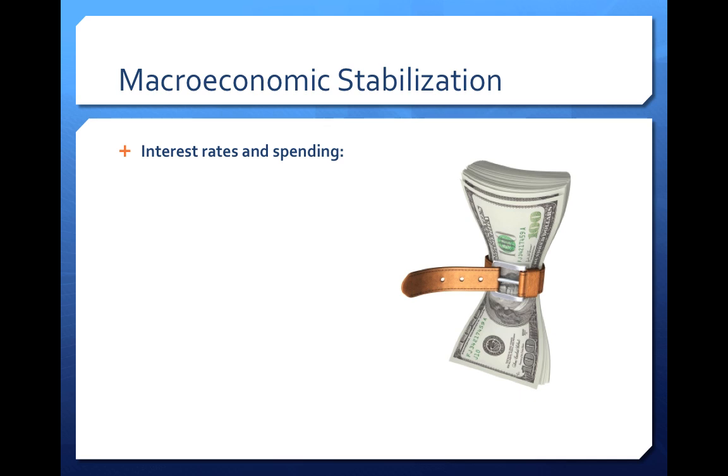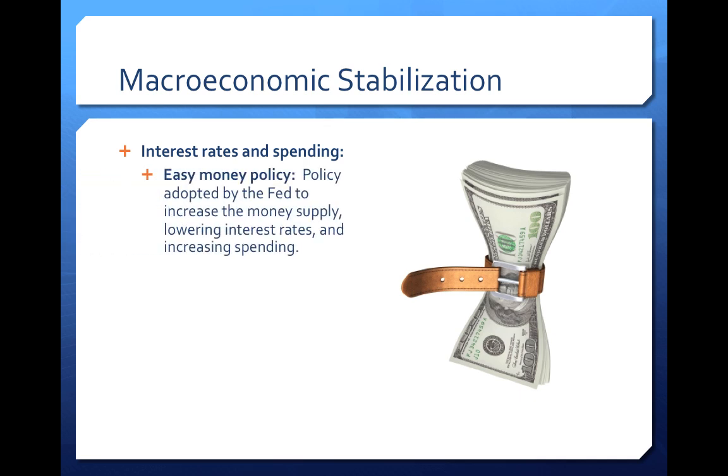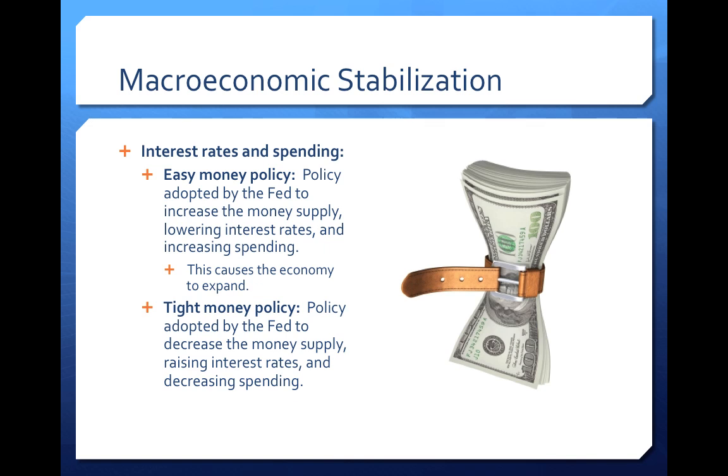Interest rates and spending. The government can implement what is called an easy money policy. This policy is adopted by the Fed to increase the money supply, lowering interest rates and increasing spending. And this causes the economy to expand. Or they can do a tight money policy, which is adopted to decrease the money supply by raising interest rates and decreasing spending.